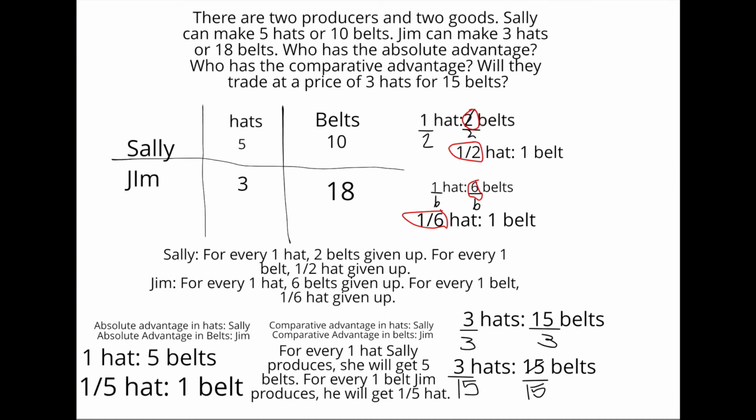2 belts that she could have produced on her own. And for every 1 belt that Jim produces, he will get 1/5 of a hat, which is more than the 1/6 of a hat he could have produced on his own. And in terms of opportunity cost, both Sally and Jim are getting more than they're giving up.